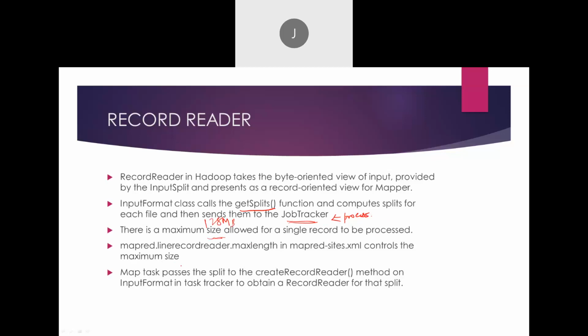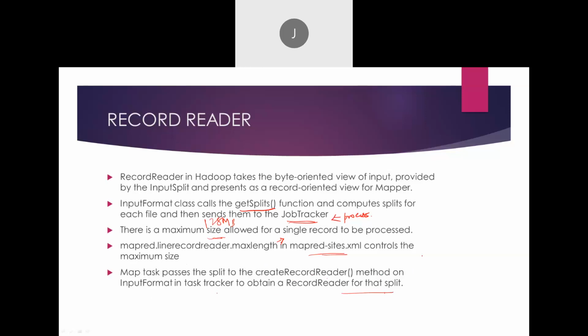Okay, and there are some settings that you can set in your mapred-site.xml, which controls what the record reader maximum length should be. You can set this property, which is mapred.linerecordreader.maxlength. You can set this to specify how much length of data a map task can process. The map task passes the split to the createRecordReader method on the input format in the task tracker to obtain the record reader for that split.